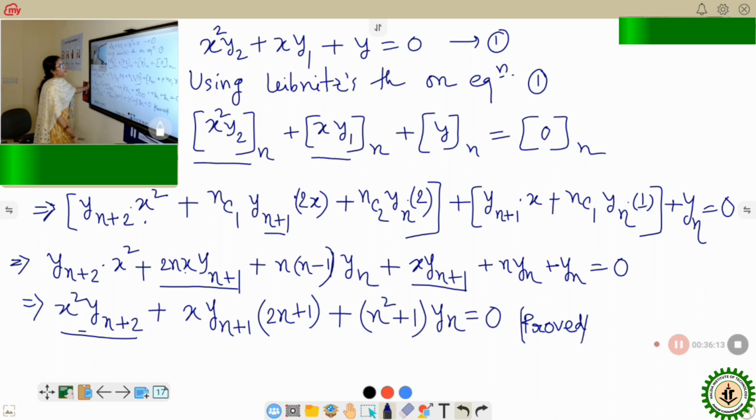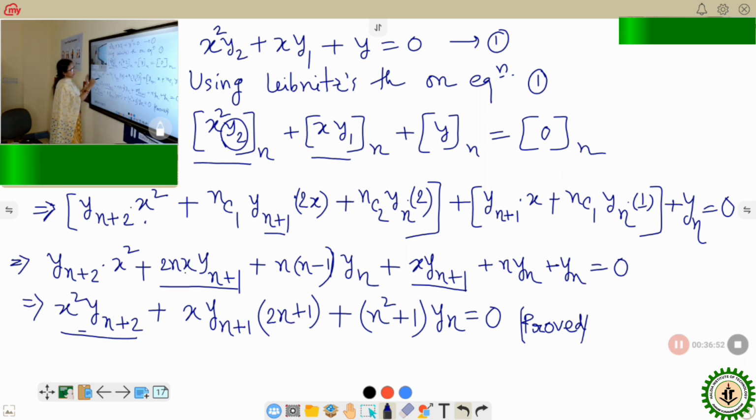Next part. On equation 1, we have to use the Leibniz theorem. That means the nth derivative of x square y2. For the first term, we are using the Leibniz theorem. Here again u and v are to be chosen. If I take v as x square, our calculation will be easier. So u is y2. Then un will be y(n+2), because on y2 we are taking another nth order derivative.